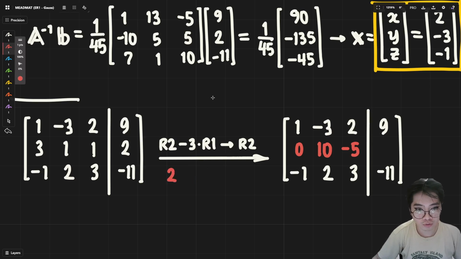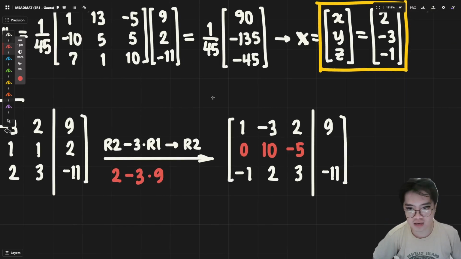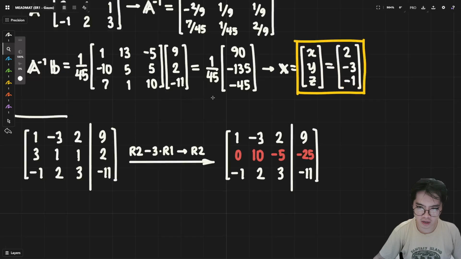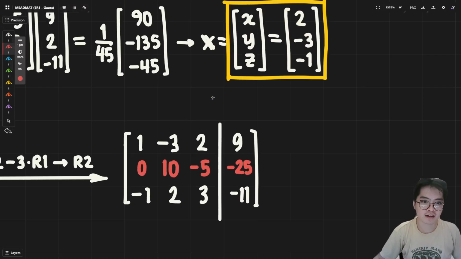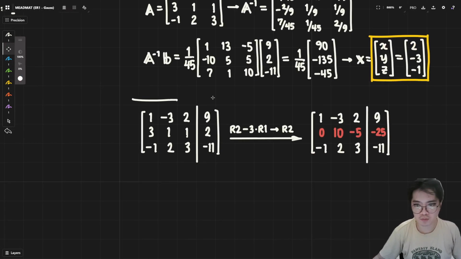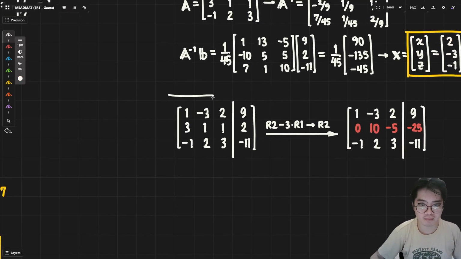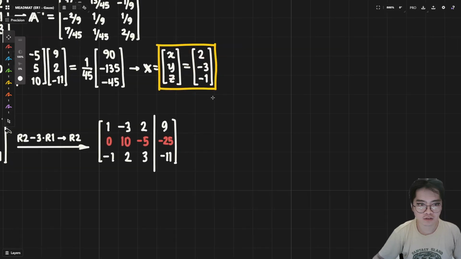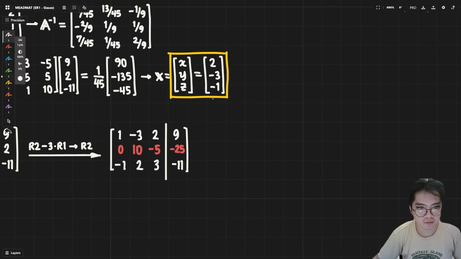Next, 2 minus 3 times 9, this is now going to be negative 27. 2 minus 27 is negative 25. Okay, I can see in here that everything has a factor of 5. So honestly, you can do a little bit of transformation already. If you spot that, go ahead, divide everything by 5. So I will now divide everything by 5.